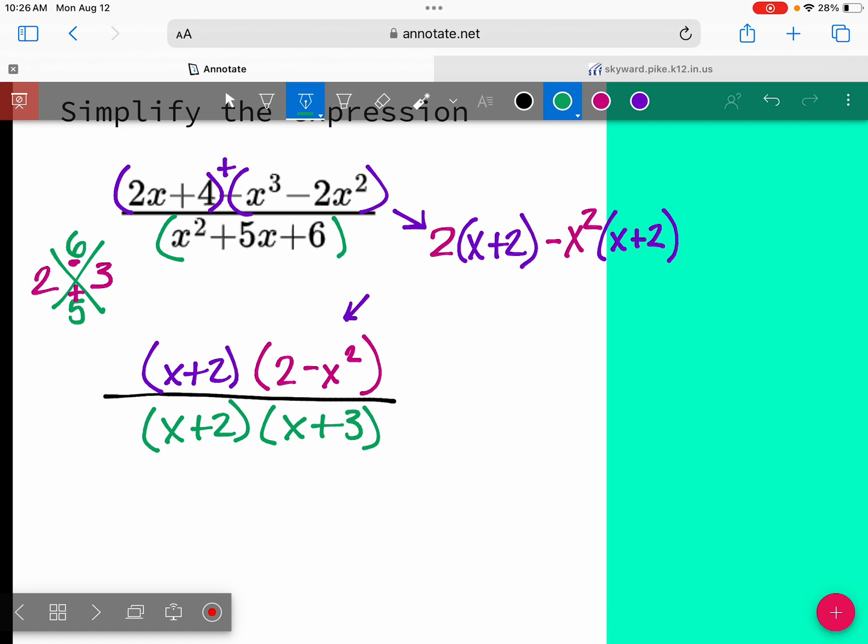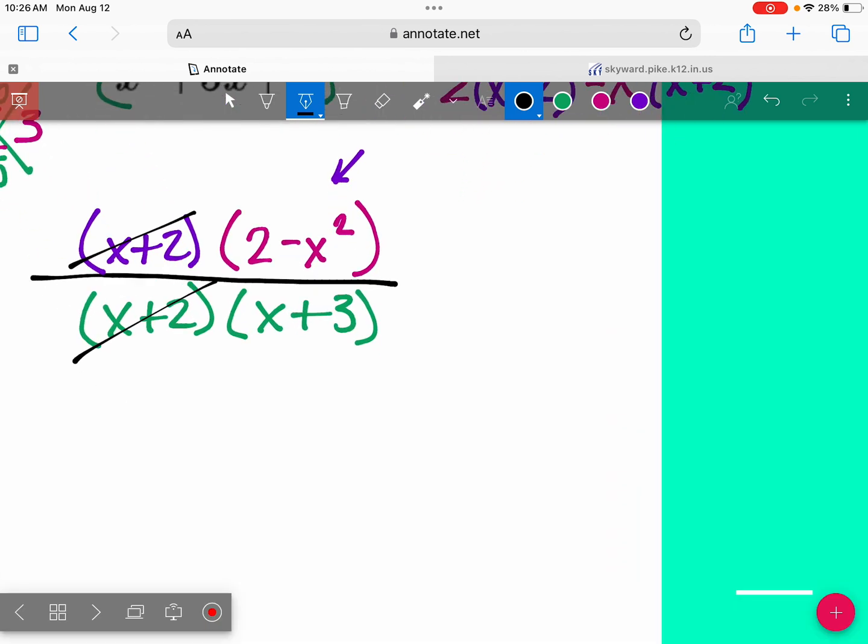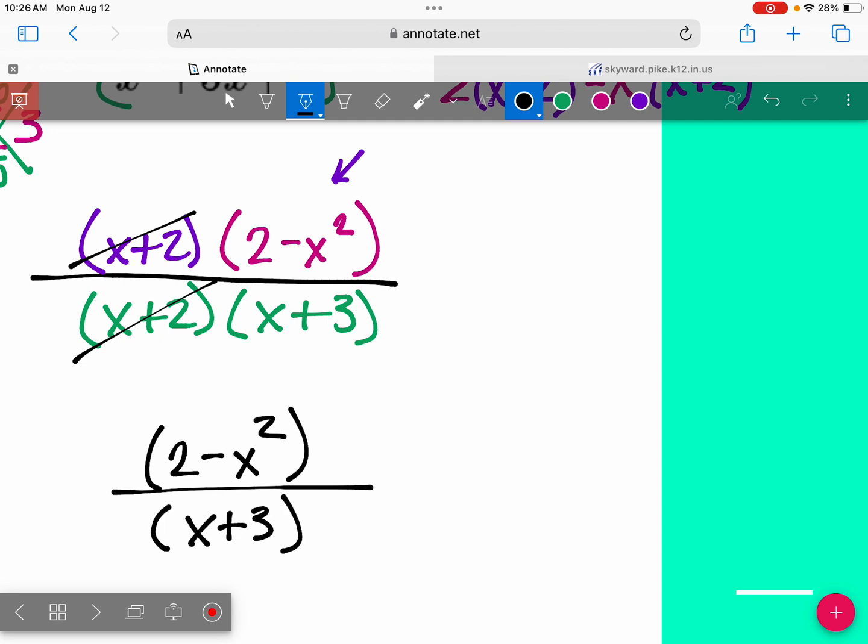Okay? So let's look at this thing now. We're in our simplified factored form thingy. What do we notice? What can simplify? The x plus 2's. Those guys cancel out. So now I have my 2 minus x squared over my x plus 3. Is there anything else I can do to simplify this? Not without making something real, real ugly.